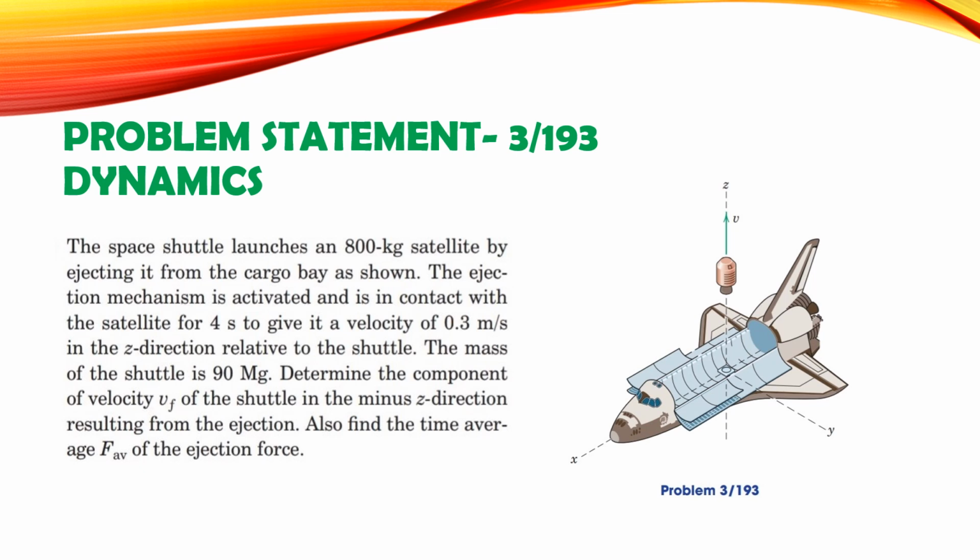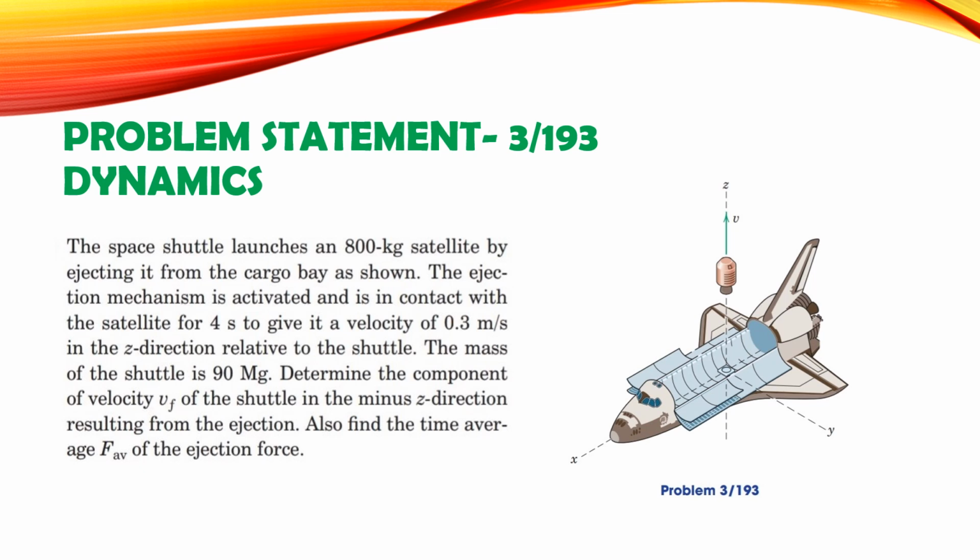The question is as follows. The space shuttle launches an 800 kg satellite by ejecting it from the cargo bay as shown. The ejection mechanism is activated and is in contact with the satellite for 4 seconds to give it a velocity of 0.3 meter per second in the z direction relative to the shuttle.